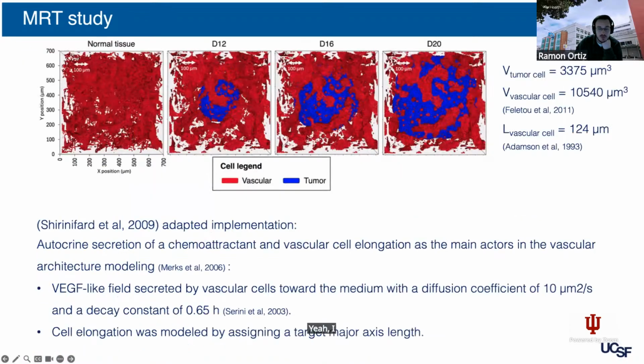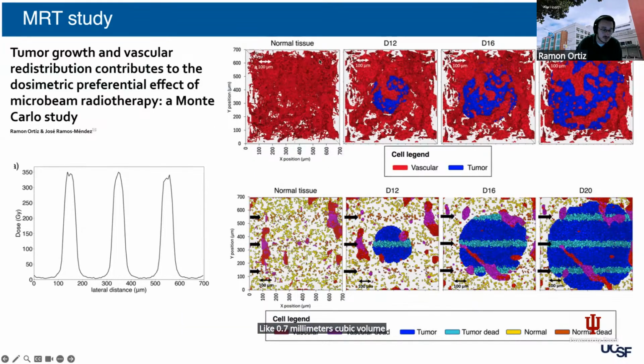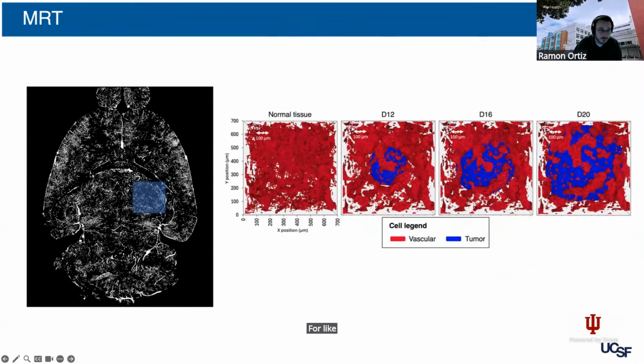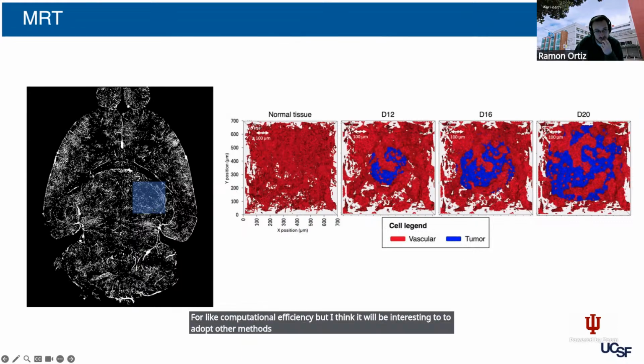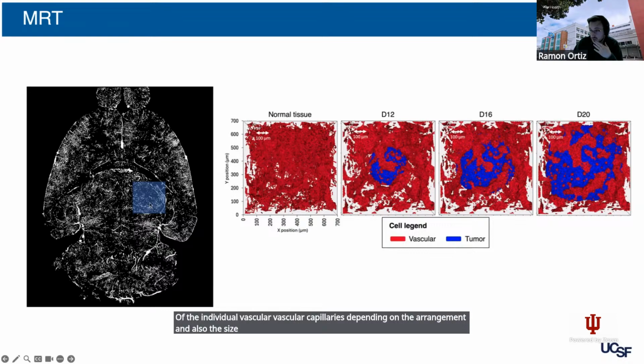Yeah, I think that, well, in this case, maybe I didn't mention, but since these microbeams have a width of micrometers, we just study a 0.7 millimeter cubic volume for computational efficiency. But I think it will be interesting to adopt other methods for oxygen transport when we take into account larger regions of the brain or other tissues, because in that way I think we will see differences in the oxygenation of the individual vascular capillaries depending on their arrangement and also their size. So I think this will have an impact when we study larger irradiations, for example, whole brain irradiations.